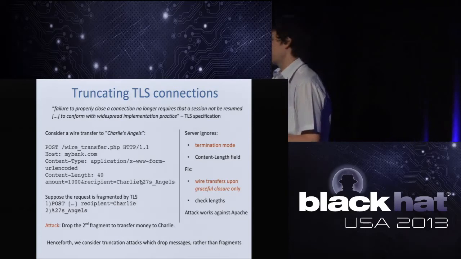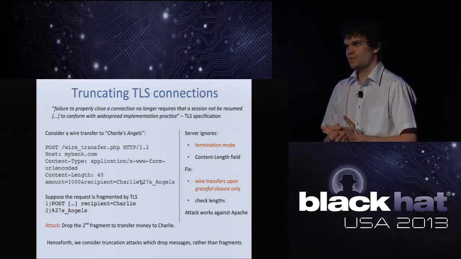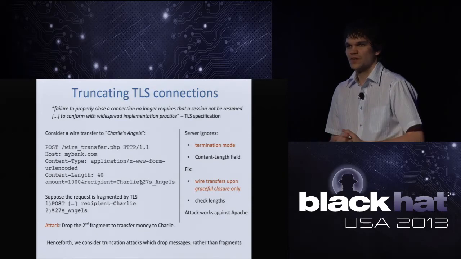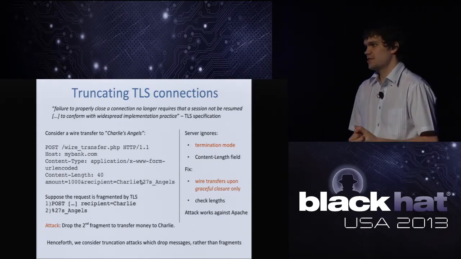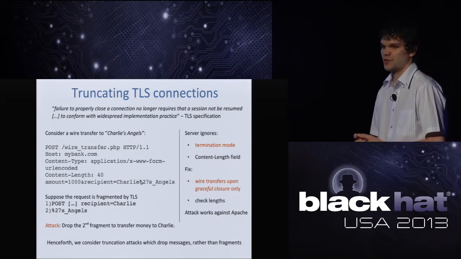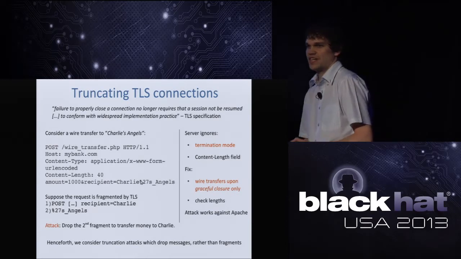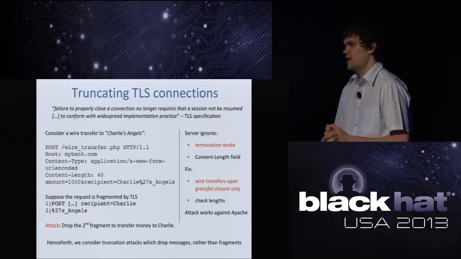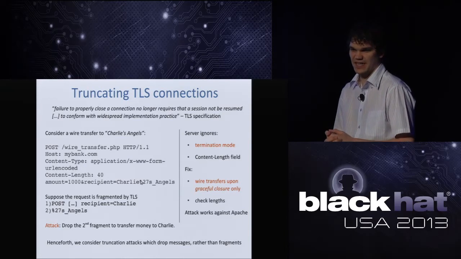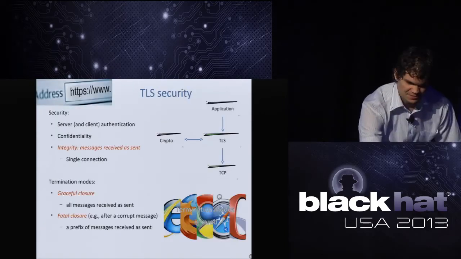Why does this work? Actually, we've tested this against the Apache web server, and it works against Apache. What's Apache getting wrong? Well, it's ignoring the termination mode. So what we could do to fix it is only execute wire transfers upon a graceful connection closure. That's not what it does. And it also ignores the content length field, which is quite surprising. So it's willing to accept just Charlie as the recipient rather than the whole length that it is. So they just ignore it completely. And that's a bit of an issue.